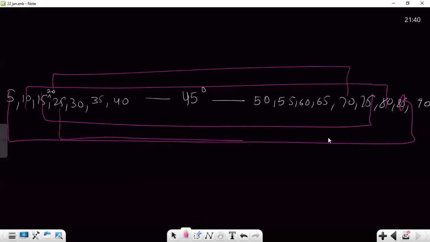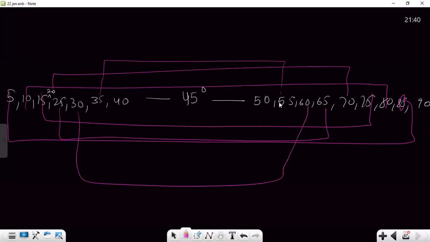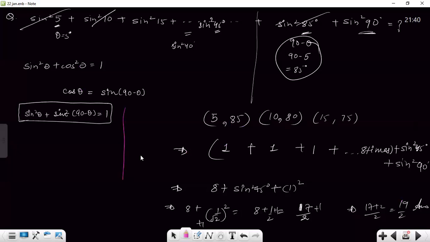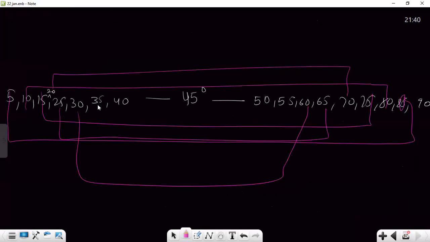25 will get paired with 65. 30 will get paired with 60. 35 will get paired with 55. 45. 35 will get paired with 65. And 40 will get paired with 50. What is left? 45 degrees is left, 90 degrees left.